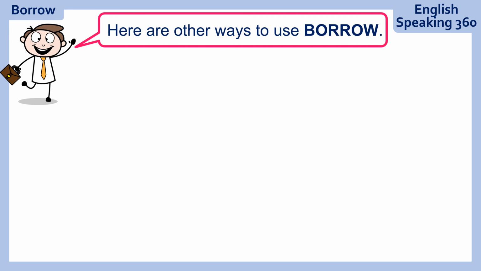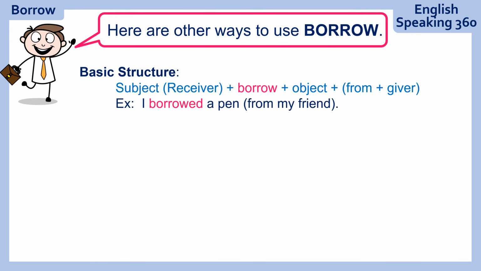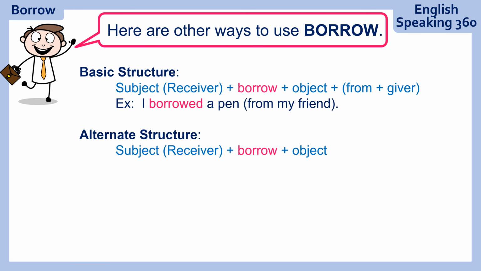Here are some other ways to use borrow. So we just studied the basic structure, and now here's a different structure. You could say subject, borrow, object. For example, I borrowed her pen. So you see that in this structure, you don't need to mention the giver because you're using a possessive, her pen. Here's the question structure.